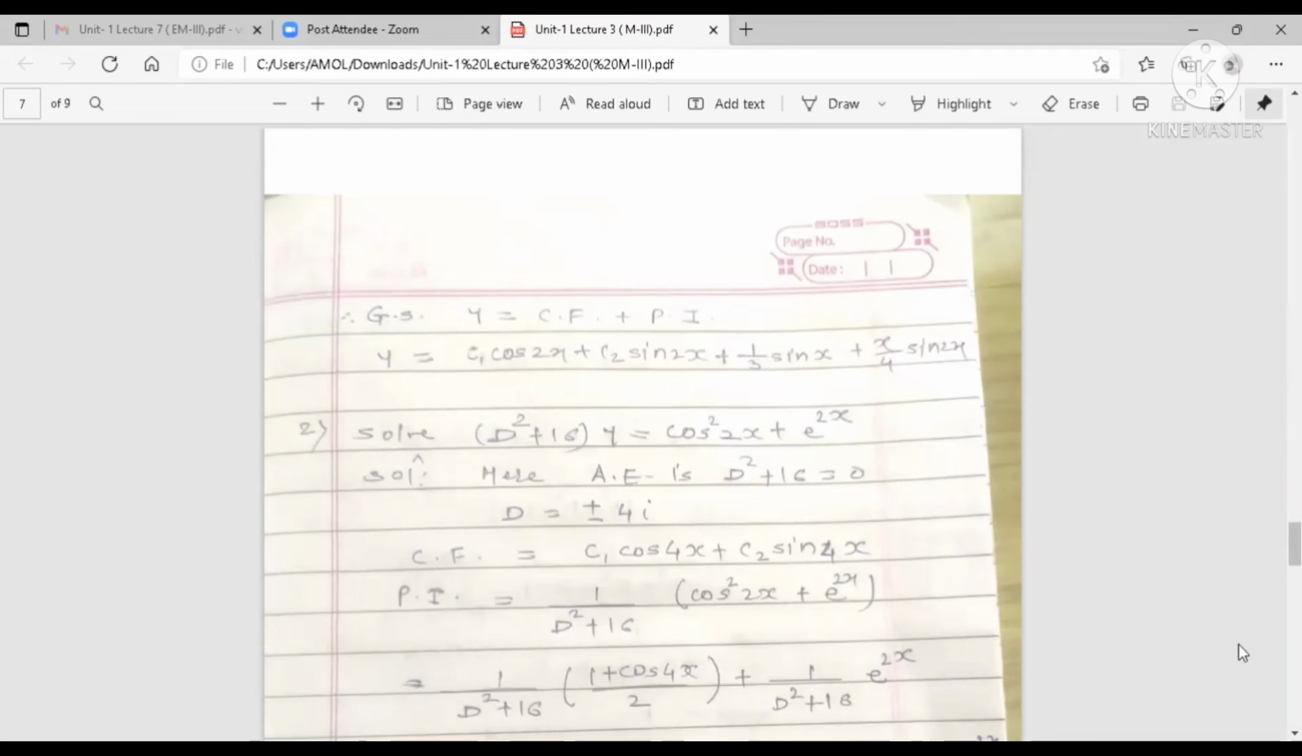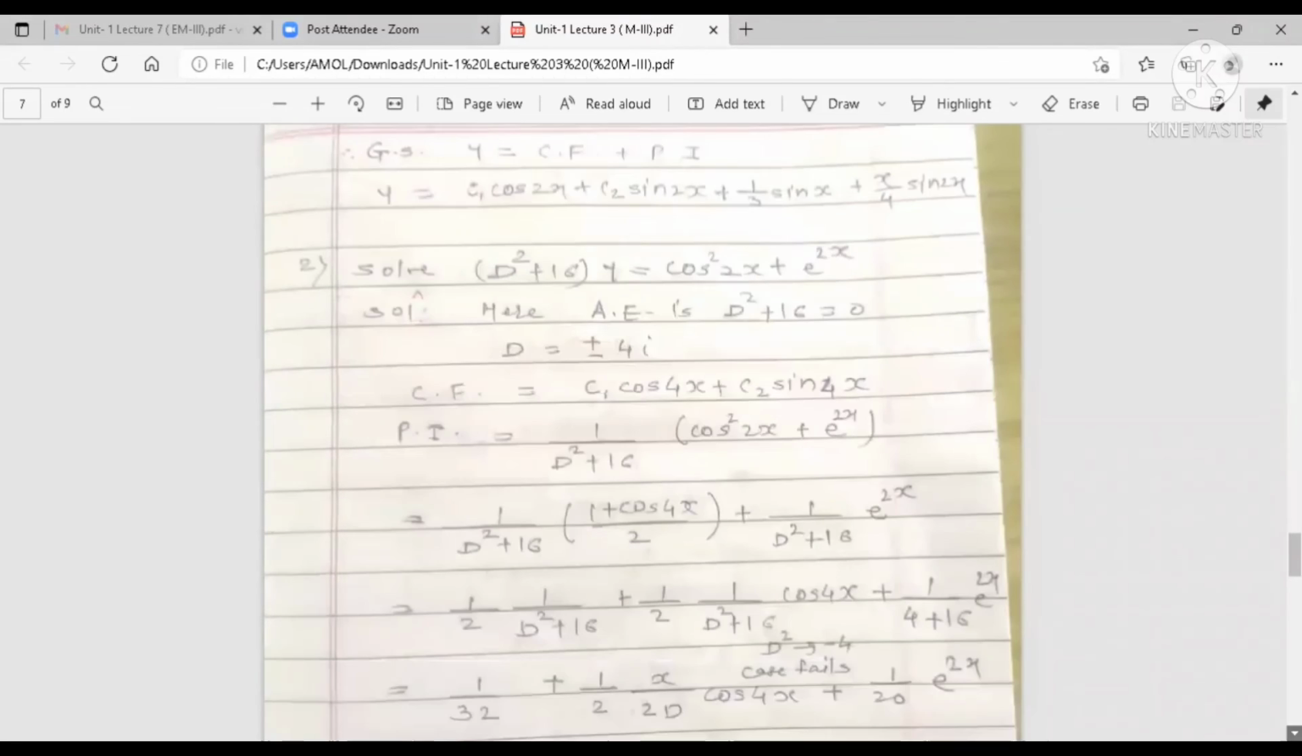Okay, the next example is here. D square plus 16 into y is equal to cos square 2x plus e raised to 2x. Here, auxiliary equation is, this is the reduced form of LDE. Auxiliary equation is d square plus 16 is equal to 0. D square is equal to minus 16. Square is a negative number. So there we introduce i square, and so the factors are plus minus 4i.